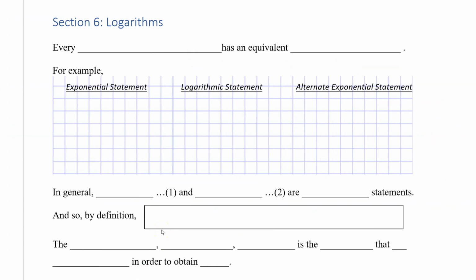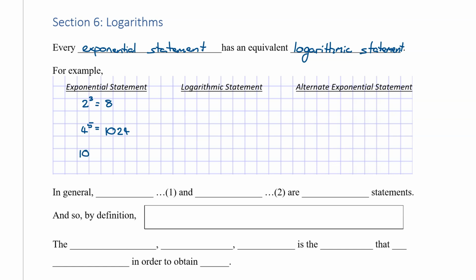What we can say is that for every exponential statement, there is an equivalent logarithmic statement. Jumping into some examples, for an exponential statement we might see something like 2 to the power of 3 is equal to 8. Then we might have 4 to the power of 5, which is equal to 1024. And then we could have 10 to the power of 2, which is equal to 100.